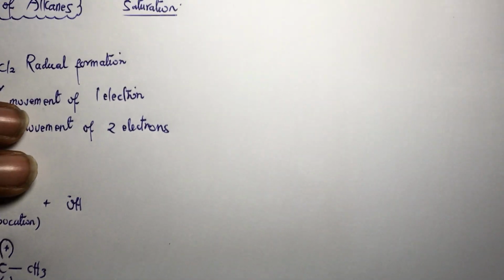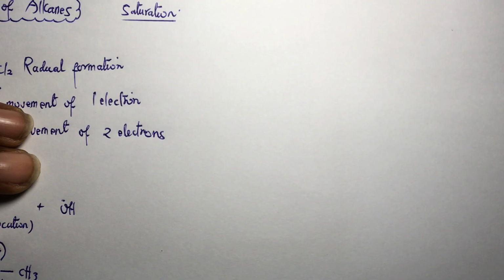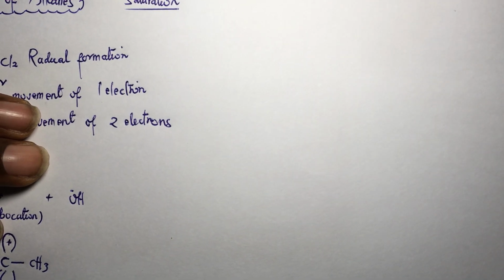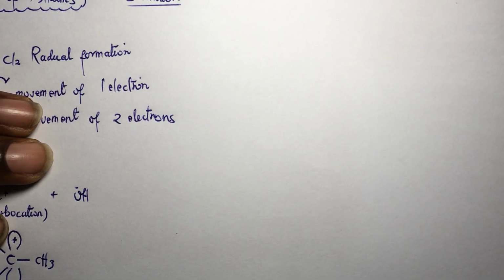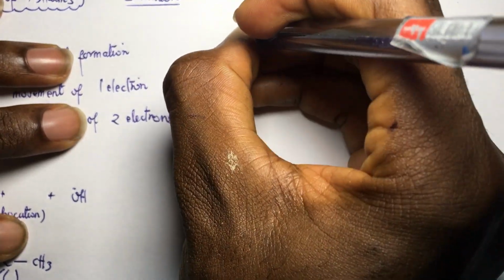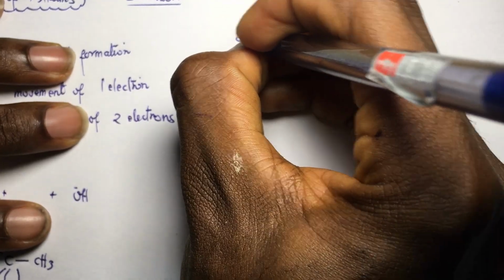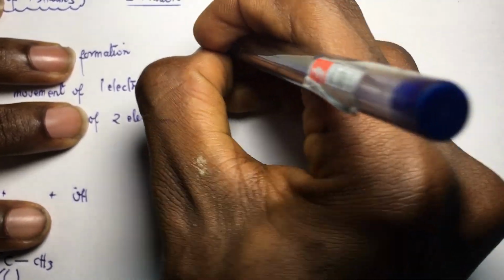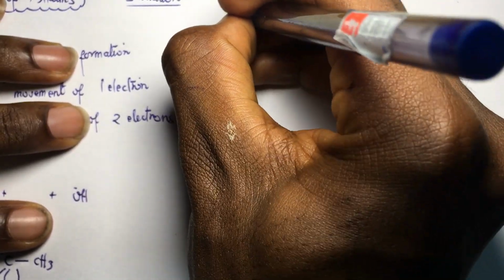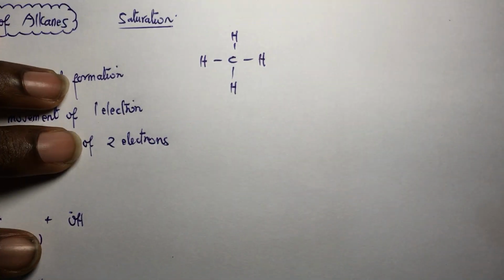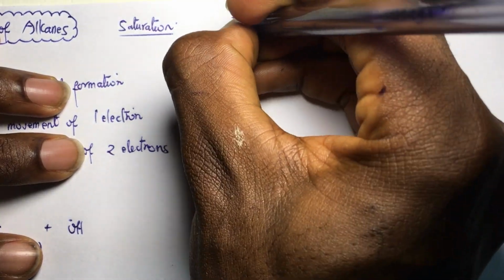Now let's move on to the mechanism involved in the halogenation of alkanes, especially using chlorine. So let me write my methane here: a hydrogen, hydrogen, hydrogen, and also a hydrogen. I'm in the propagation stage, so let me indicate propagation.